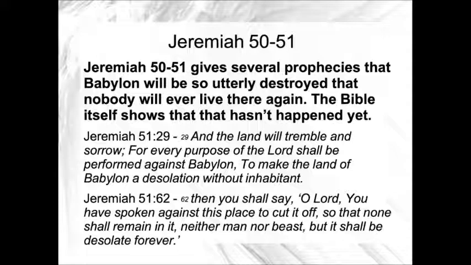It's chapters 50 and 51. He gives several prophecies. Seven times he says, no one will ever live in Babylon ever again because it's going to be so utterly destroyed. Like in 51:29, and the land will tremble and sorrow, for every purpose of the Lord shall be performed against Babylon, to make the land of Babylon a desolation without inhabitant. And then it says, O Lord, you've spoken against this place to cut it off so that none shall remain in it, neither man nor beast, but it shall be desolate forever. And so it says again and again, no one will ever live in Babylon again.